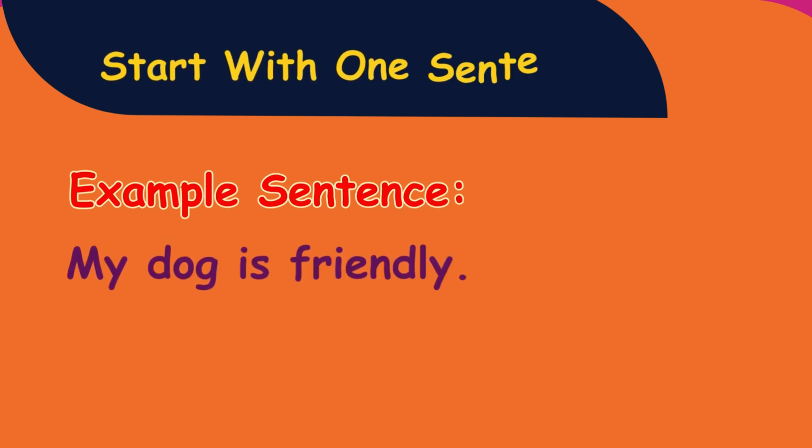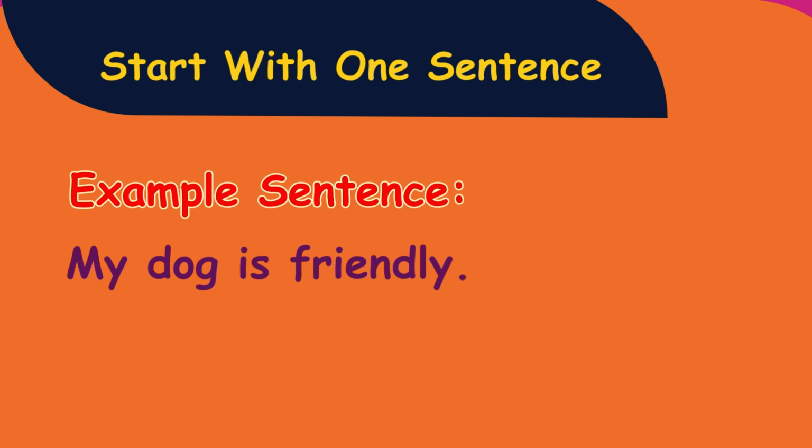So, let's begin with a simple sentence. My dog is friendly. In this case, this sentence makes sense, but it is not enough. So, in writing, a paragraph is like a group of sentences that talk about the same idea. So, we need more sentences to make this a paragraph.